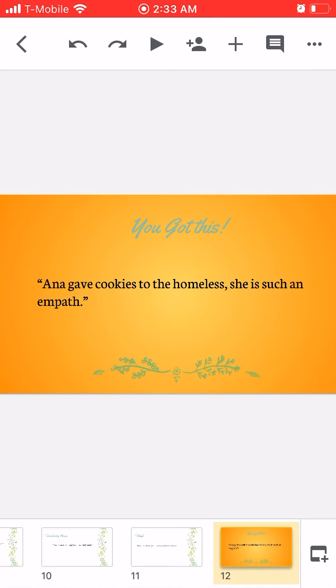And so now it's your guys' turn, and I took out the slogan of our ELF Scholar slogan, you got this, because you guys got this. And so the example is, Anna gave cookies to the homeless, CHH, and empath. And a hint is my abuse to using commas. Is a comma needed? Is a comma not? Good luck, guys.